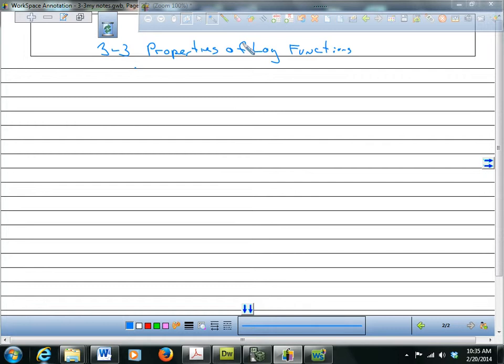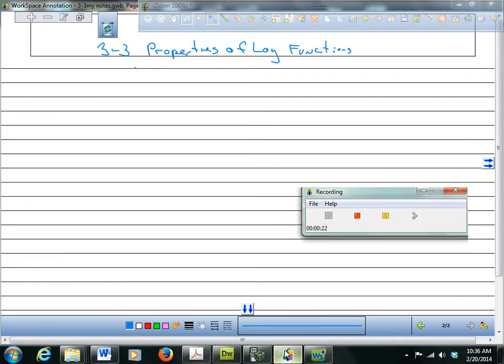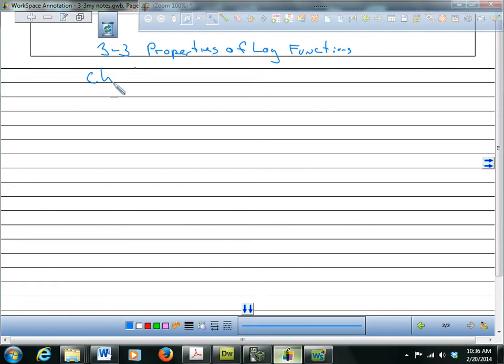But it's pretty straightforward. So the first thing you may have heard of is called, am I recording? Am I recording? I'm recording. Hey, no, you're not. This is called the change of base formula. Have you seen that before?